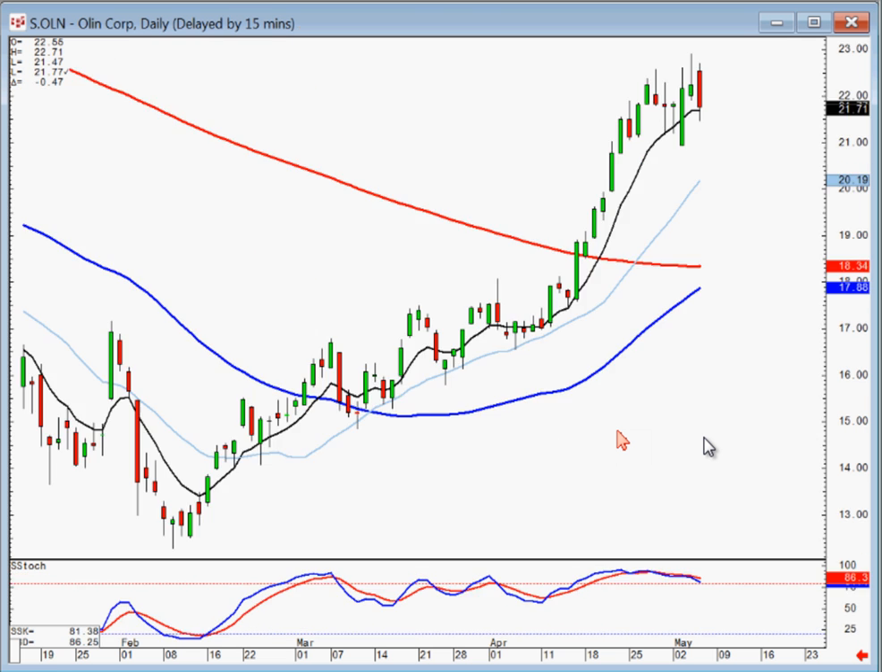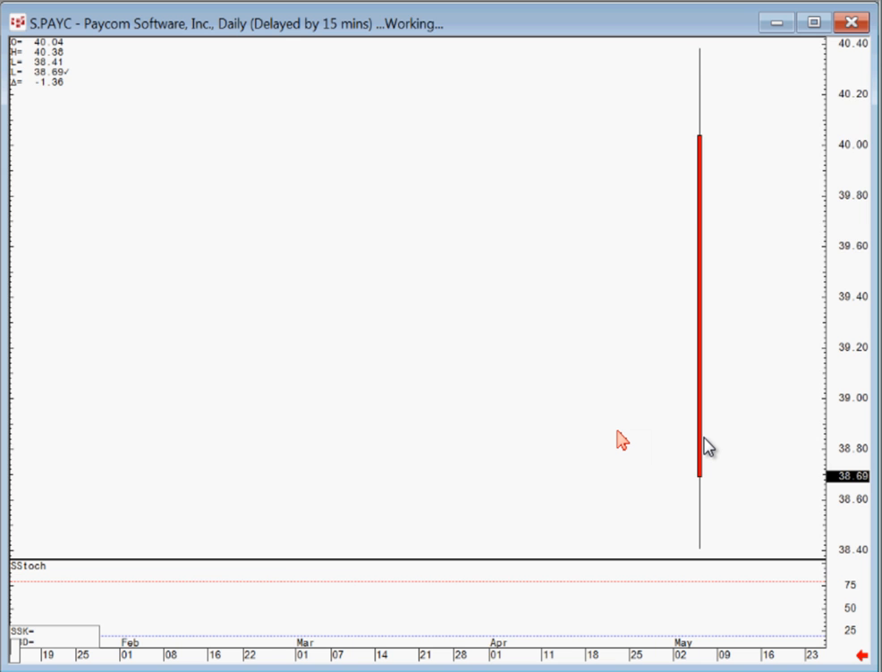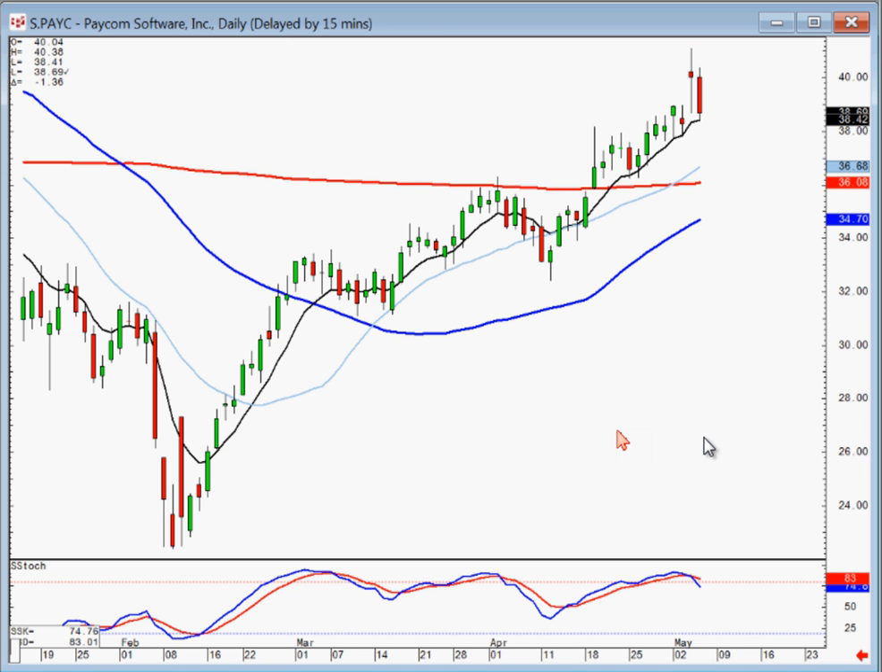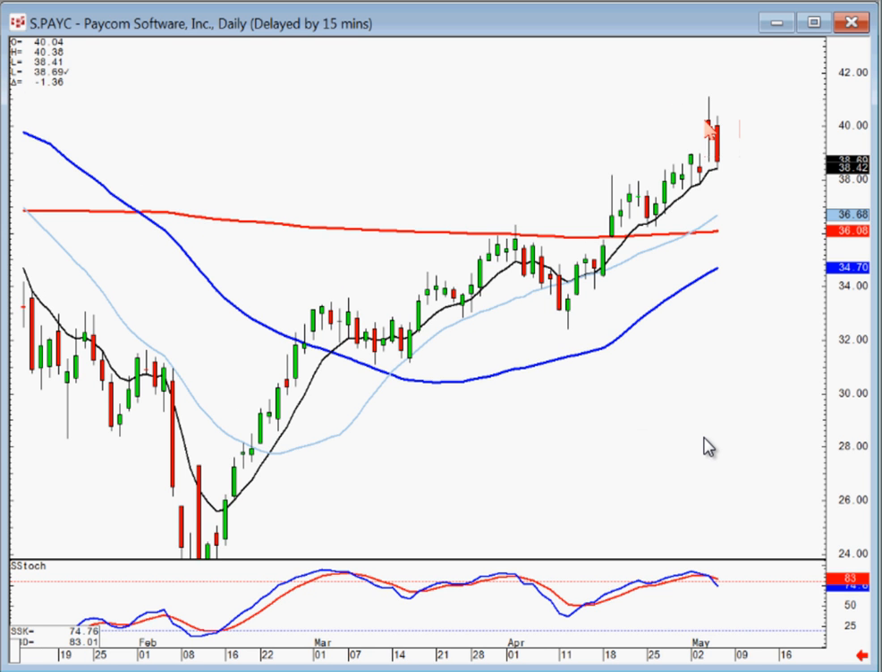Olin needs to open positive and trade positive to stay in it. If it opens lower, you've lost the trajectory, close out the position. PAYC, same scenario. Remember, anytime you see a gap up in the overbought condition, get ready to take profits.